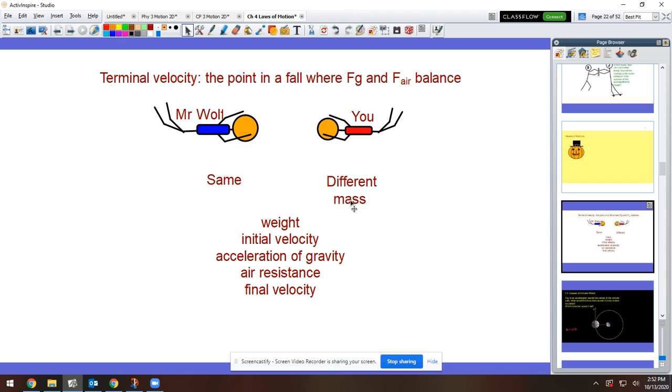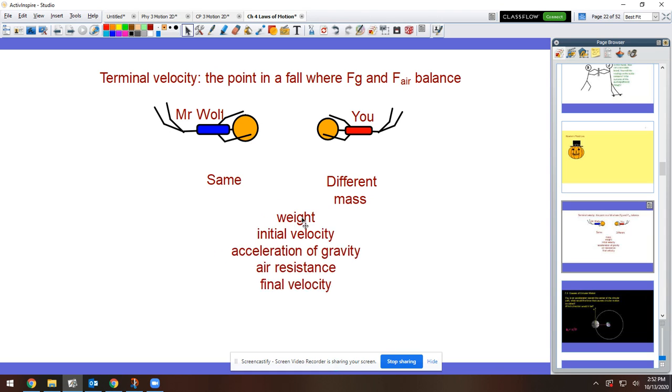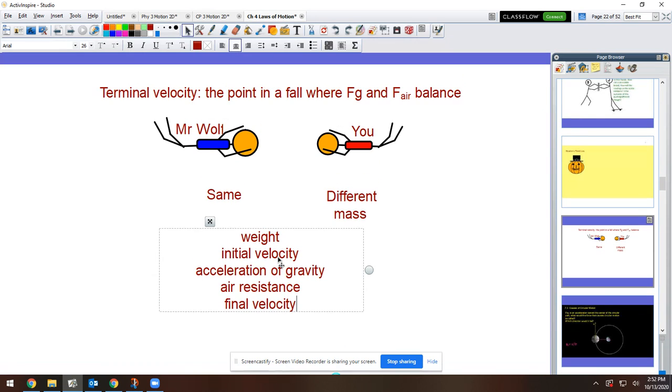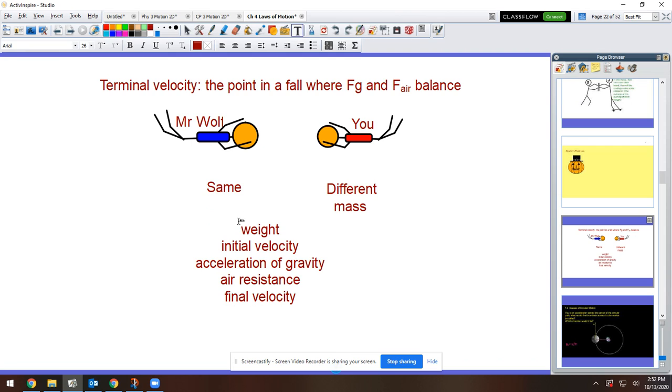Our masses are definitely going to be different. Therefore, our weights are, hey, why can't I just have weight? I just want the weight. Our weights are definitely going to be different than one another.